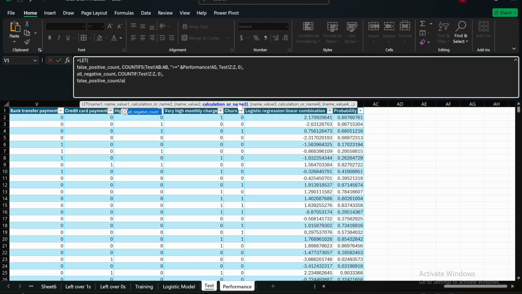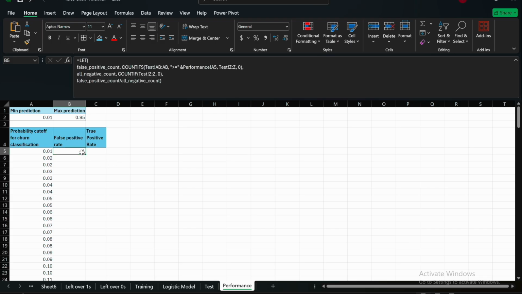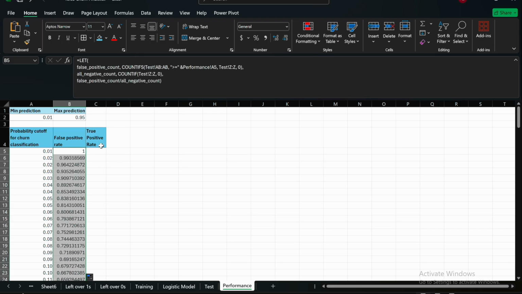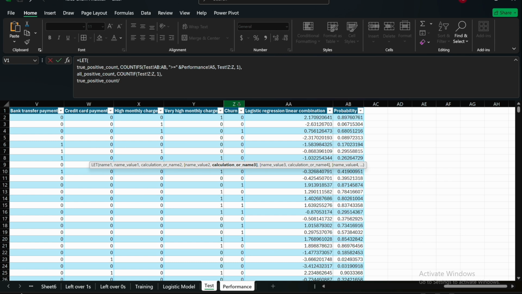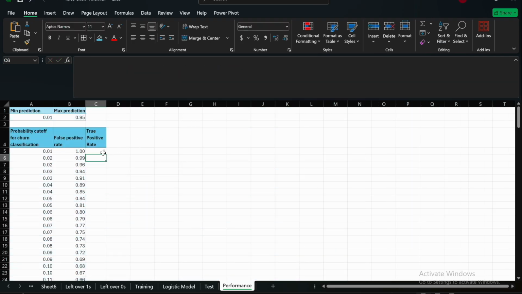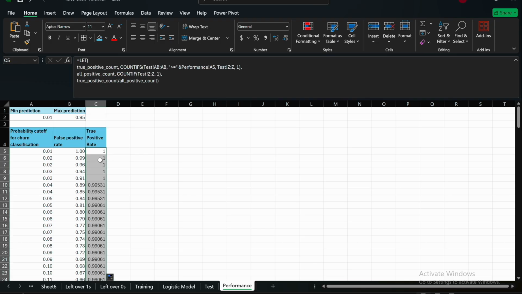We'll use the LET function, and we're basically finding the false positive count divided by the all negative count, which gives the false positive rate. For the true positive rate, we do something similar, where we also use the LET function, but in this case the formula is the true positive count divided by the all positive count. This gives us the true positive rate for that cutoff, and then we get it for all the other cutoffs as well.